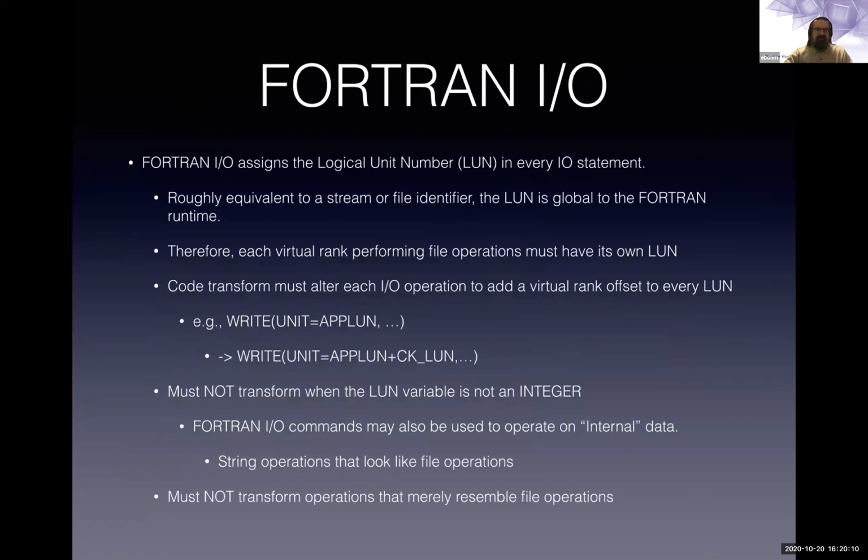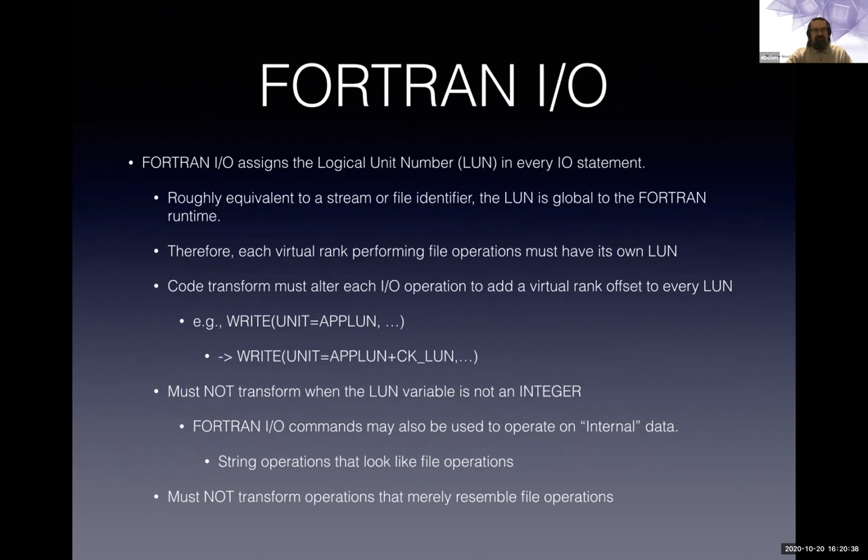Similarly, Fortran IO uses something called the logical unit number, and a LUN is referenced in every IO statement. For the people from the C and C++ side, this is equivalent to a stream or a file identifier. However, it is part of the global state and part of the Fortran runtime.